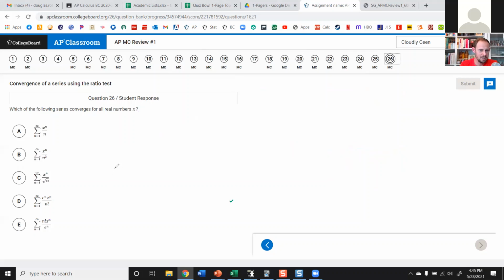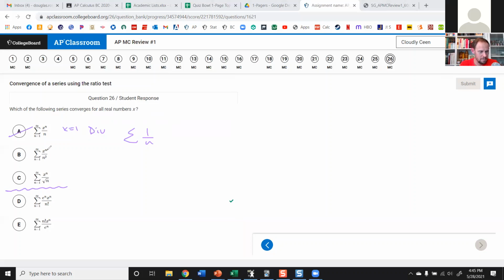All right, next one. Which of the following series converges for all real numbers x? All right, so these first three, if x is 1 in this guy, that definitely diverges. It's 1 over n. That'd just be the sum of 1 over n. That's the harmonic series that diverges. So clearly not that guy.